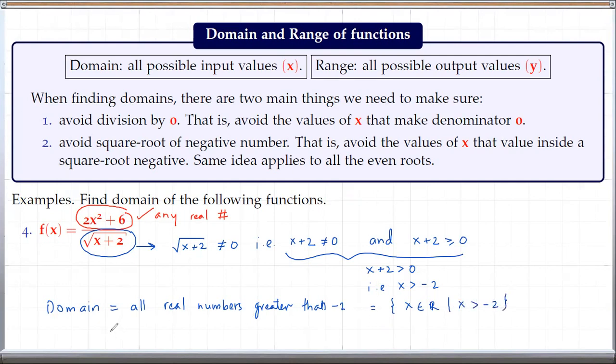Now let's put this on a number line. -2 is somewhere here. So we are looking at all real numbers greater than -2, not including -2. So these numbers from -2 all the way up to infinity. We can write this as -2 to infinity. This is the domain of this function. Let's look at more examples.